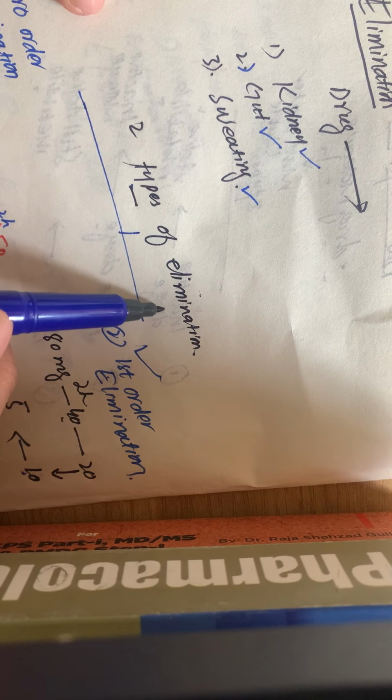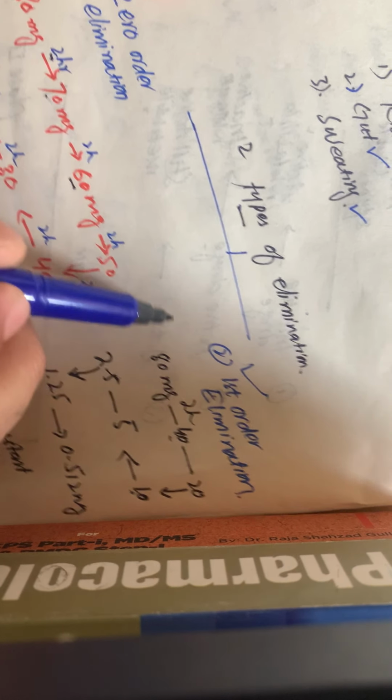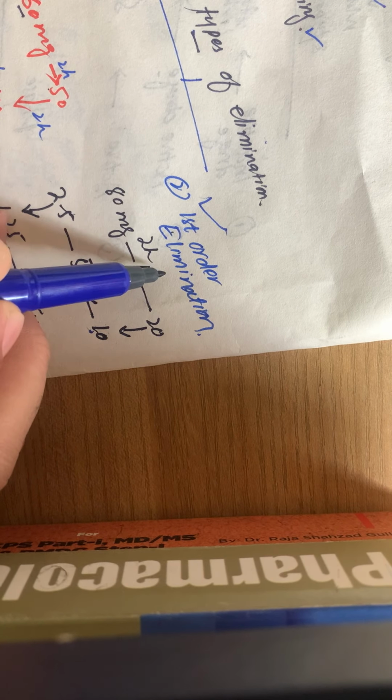So let's continue with elimination. Elimination means the removal of a drug from the body. There are three basic ways through which a drug can be eliminated. The first one is through the kidney, the second is the gut, and the third is sweating. And there are two types of elimination. The first one is zero order elimination, and the next one is first order elimination.